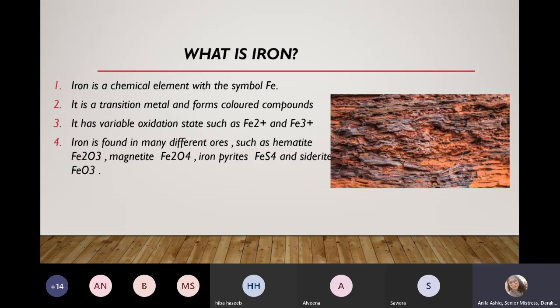Very good. Next is, iron is found in many different ores such as hematite, magnetite, iron pyrite, and siderite. All of these are the iron ores. Can you tell me that among all of these, which I've shared just right now, which one we use the most and why? Among hematite, magnetite, iron pyrite, and siderite, which one do we use the most and why?